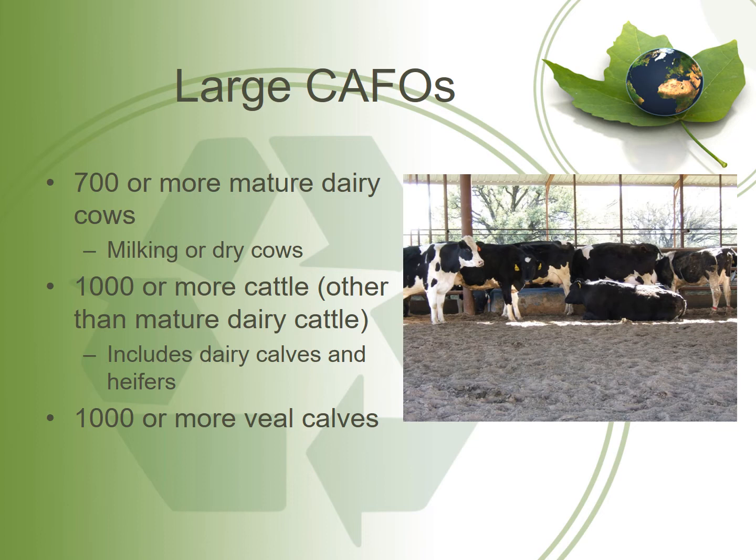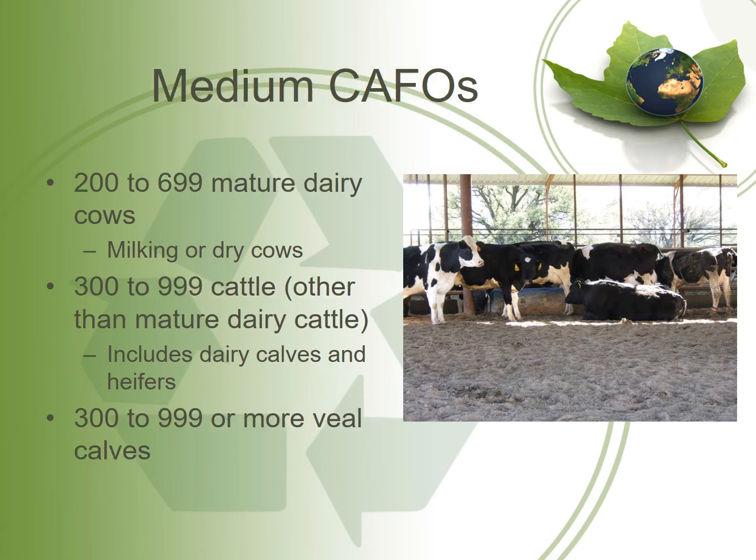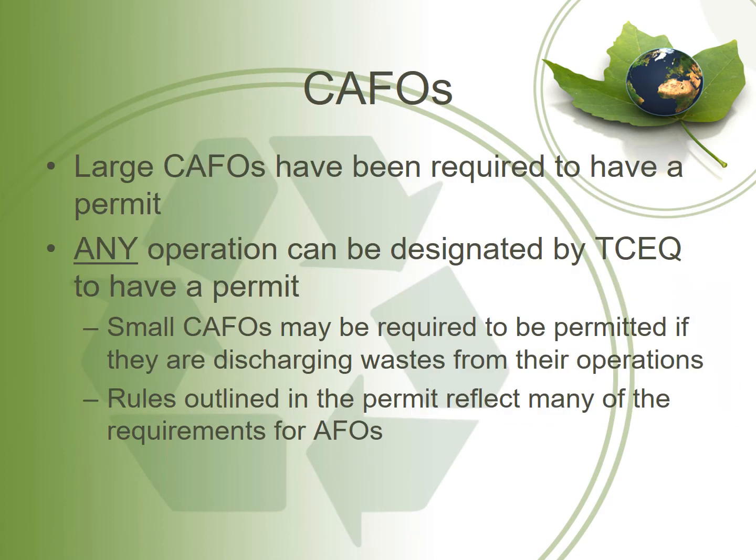And then when we're talking about confined animal feeding operations, this is what we tend to talk about when we're talking about dairy cattle. There are different sizes. A large CAFO can have 700 or more mature cows, that's milking or dry cows, 1,000 or more cattle, which includes dairy calves and heifers, or 1,000 veal calves. A medium CAFO can be 200 to 699 mature dairy cows, 300 to 999 cattle, dairy calves and heifers, or 300 to 999 veal calves.